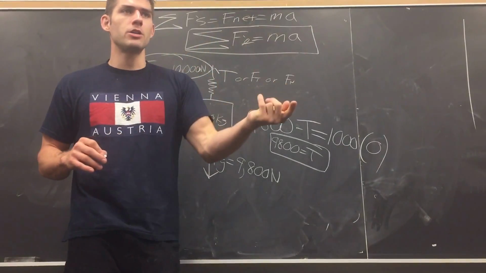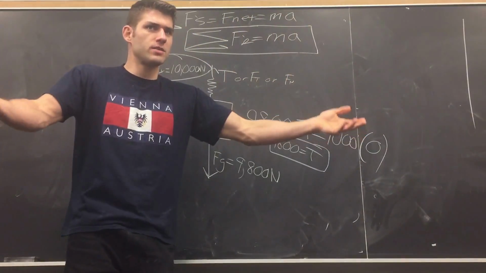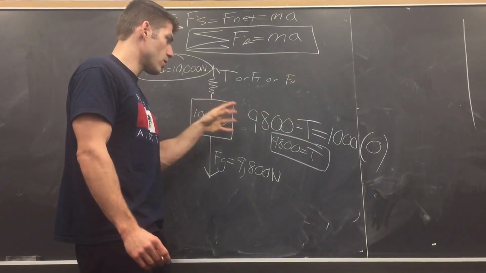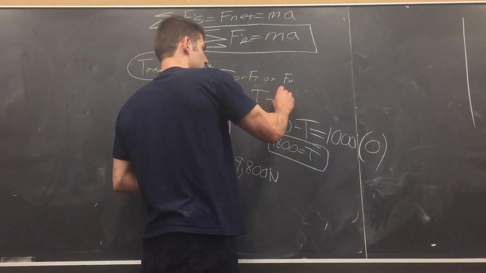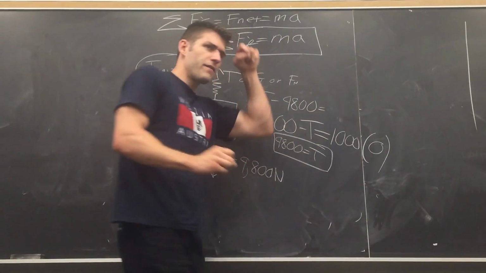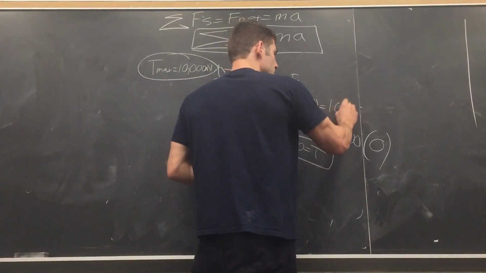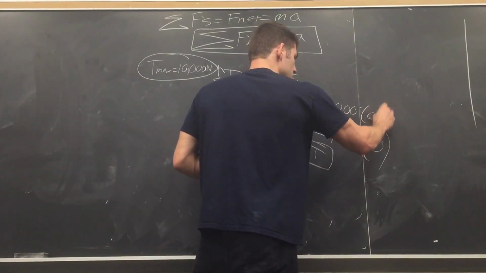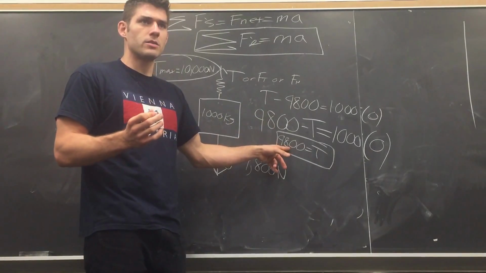How would the question change if it was moving upwards? Intuitively, you might think something's got to change, but it's still going to be 9,800 minus t, or you could say, if you want to say the direction of movement is positive, t minus 9,800. If it's moving down at a constant velocity, moving up at a constant velocity, we nevertheless have an acceleration of 0. So in any of those cases, the tension is going to be 9,800.